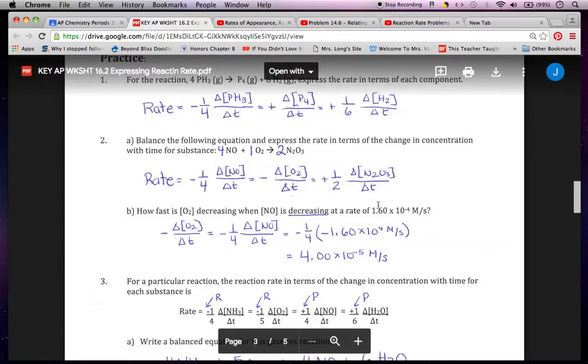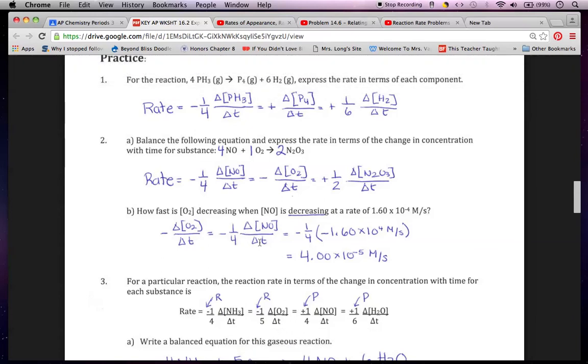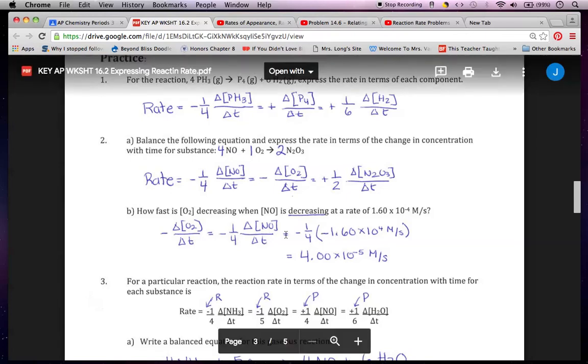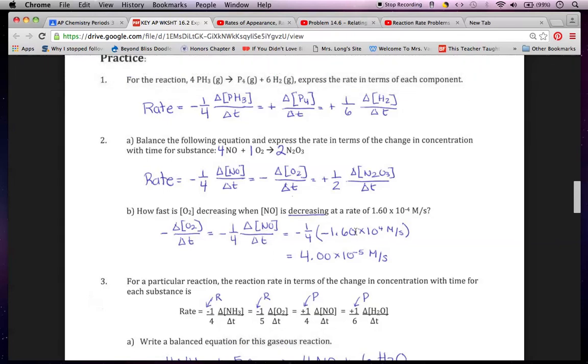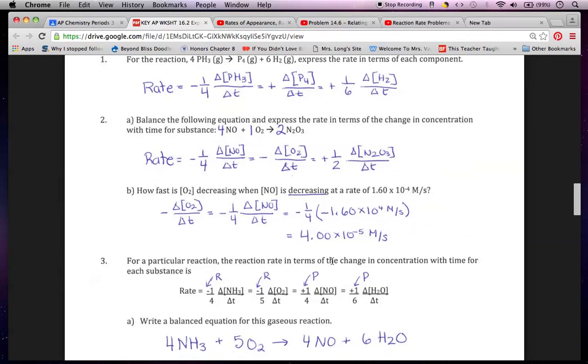But really I'm plugging that in for this part of the reaction. That's the rate there. And it just happened to be that in order to clean it up, this negative went over here. So this would go right into there, and then times the 1/4 to give me the rate of O2 that's decreasing. And again, the negative there canceled out.